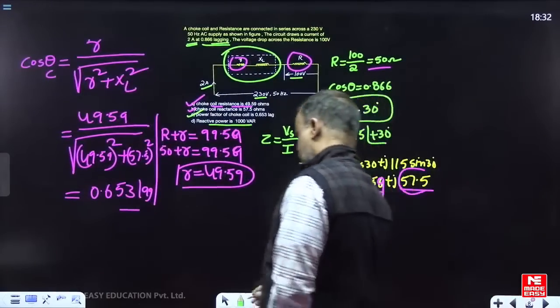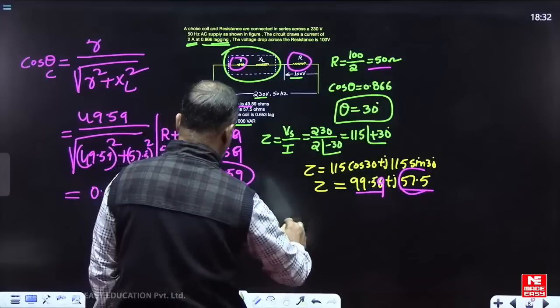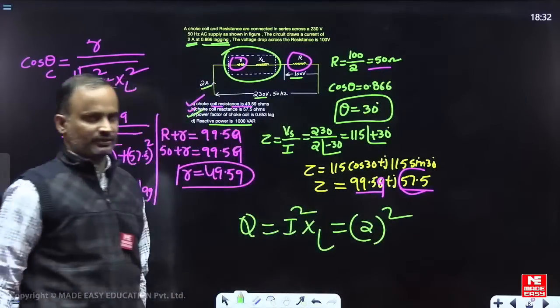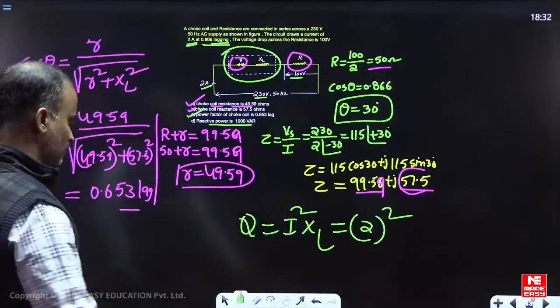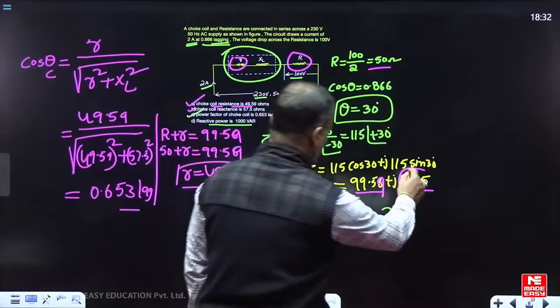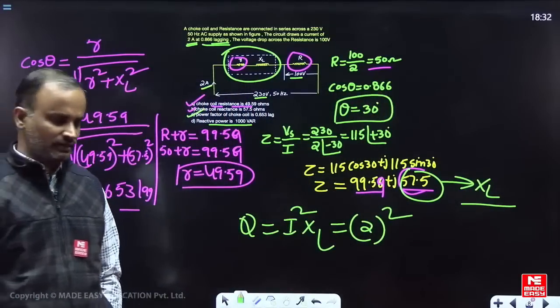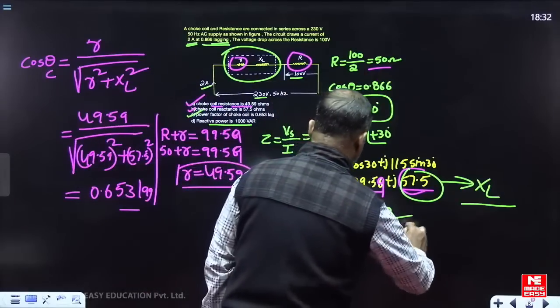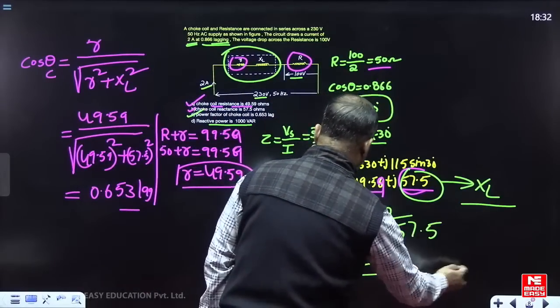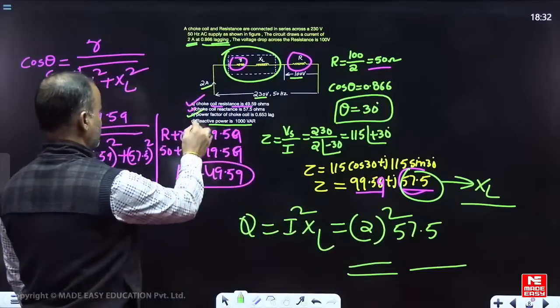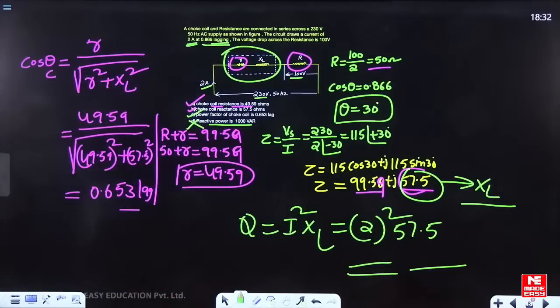For the reactive power, we can use the formula I square XL. In the question itself the current value is given as 2 amperes. Now the inductive reactance we already concluded; the imaginary part indicates the inductive reactance, 57.5. The answer is given as 1000, but if you multiply these two we won't get 1000. That means the last one is the incorrect option. A, B, C are the correct answers. Very good.